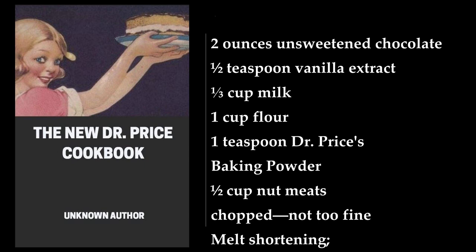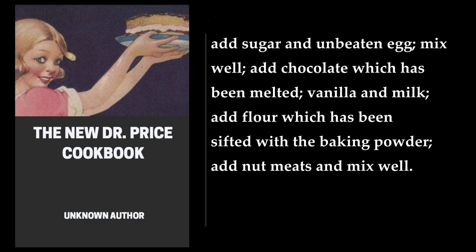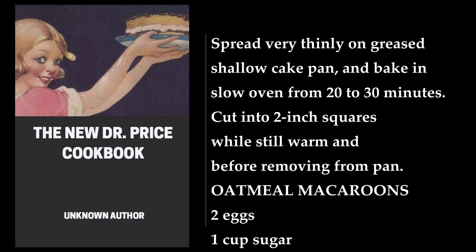Melt shortening. Add sugar and unbeaten egg, mix well, add chocolate which has been melted, vanilla and milk, add flour which has been sifted with the baking powder, add nut meats and mix well. Spread very thinly on greased shallow cake pan, and bake in slow oven from 20 to 30 minutes. Cut into 2-inch squares while still warm and before removing from pan.